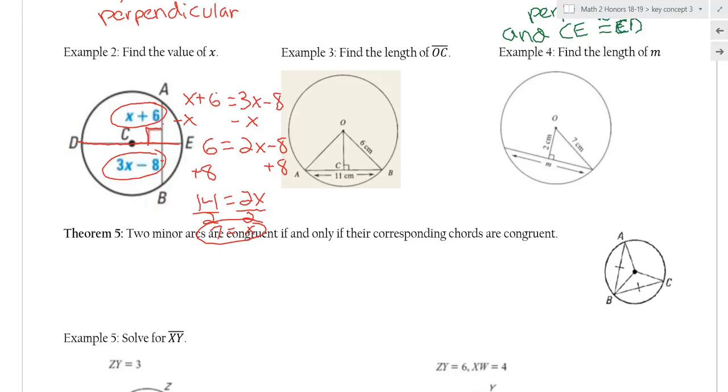Find the length of OC right here. Well, OC is part of a diameter because it does go through the center, so I can draw a pretend line. Meaning these are going to be equal. Since it's 11, this side is 5.5, and this side is 5.5. Now, in order to find OC, if you look, we have this right triangle here. So we can just use Pythagorean theorem.